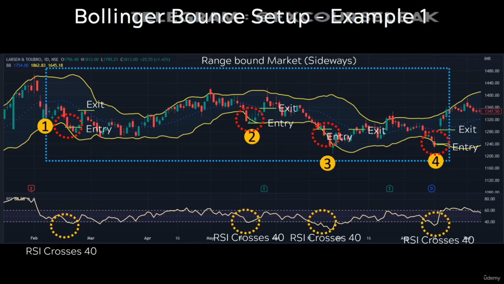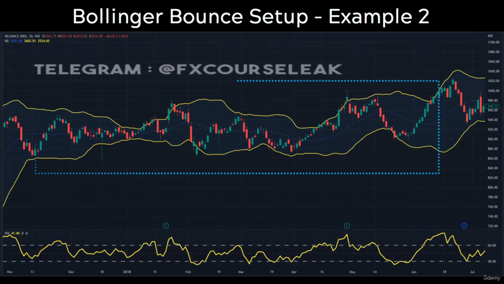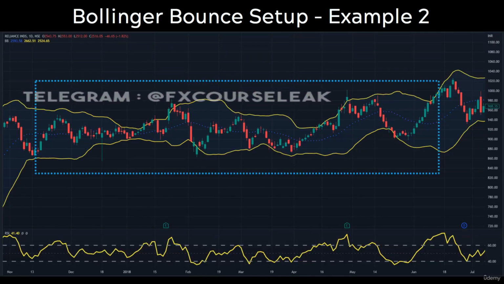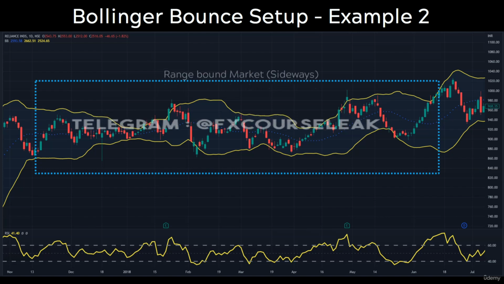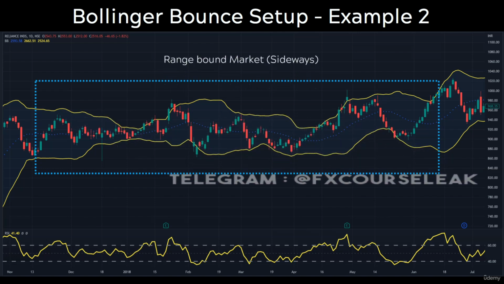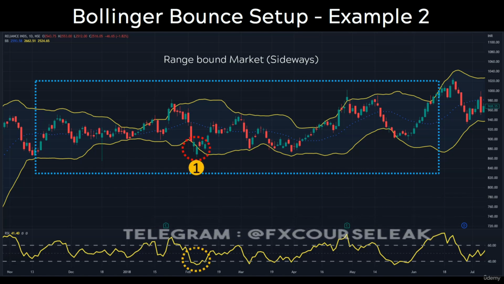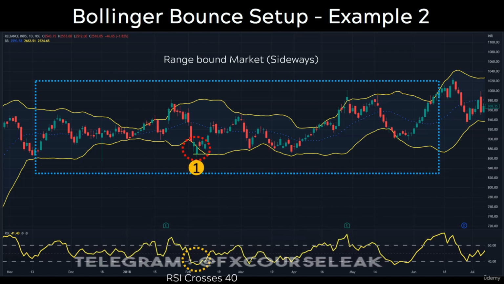Next, let's see another example. Now, this is the daily chart of Reliance Industries. Here also, market is going through sideways movement and Bollinger Bands are also shrinked. Now, please see here at region 1 where market closed below lower band and RSI also goes below 40. Thus, this is a perfect Bollinger Bounce entry condition.